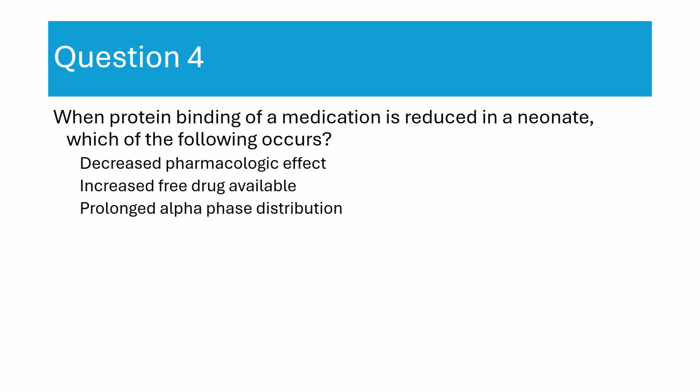Increased free drug available is correct because only unbound, free drug exerts pharmacologic effects and crosses membranes. Reduced protein binding means less drug is bound to proteins like albumin, resulting in more free drug. Decreased pharmacologic effect is incorrect because reduced protein binding actually increases pharmacologic effect due to more free drug availability. Prolonged alpha phase distribution is incorrect because reduced protein binding typically shortens the distribution phase since more drug is immediately available to tissues.